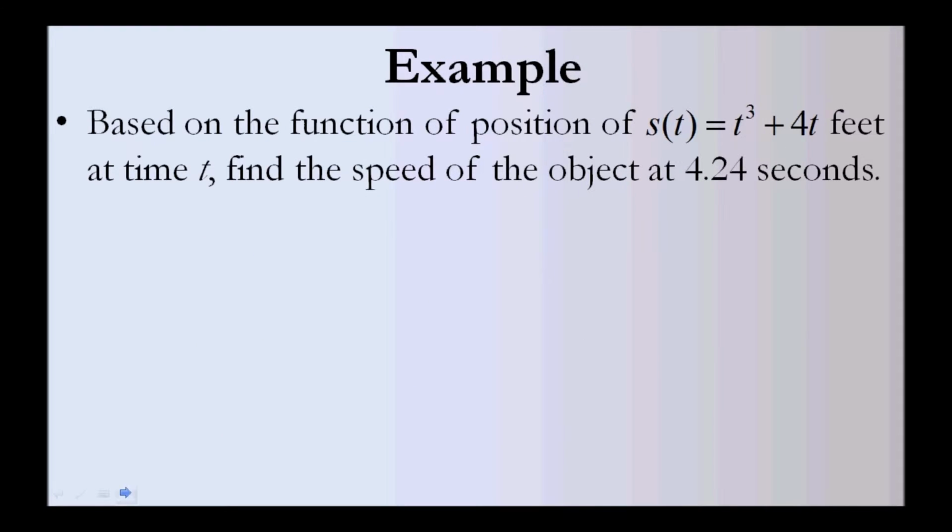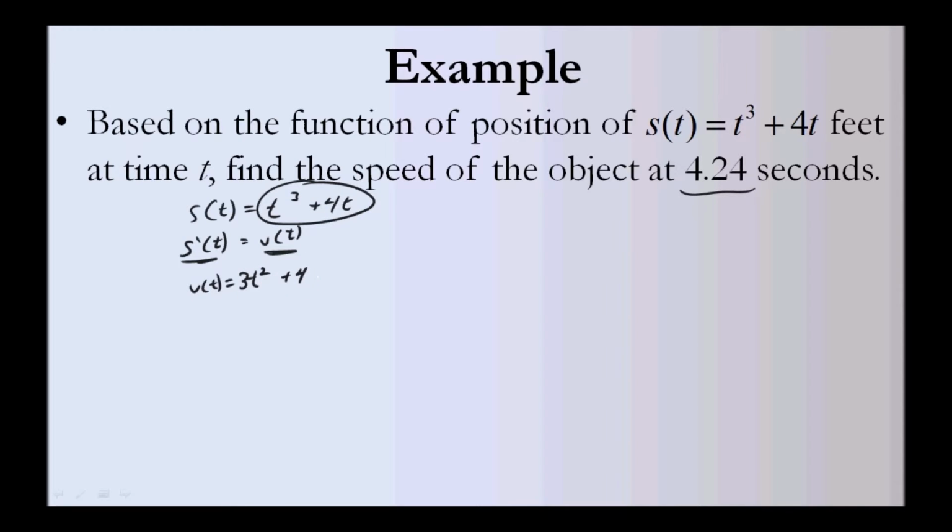Based on the function of position, s of t equals t cubed plus 4t feet at time t, find the speed of the object at 4.24 seconds. So our position function is s of t is equal to t cubed plus 4t. S prime of t, the derivative of position, is equal to v of t. Velocity is the derivative of position. So v of t, velocity, is equal to the derivative, so 3t squared plus 4.